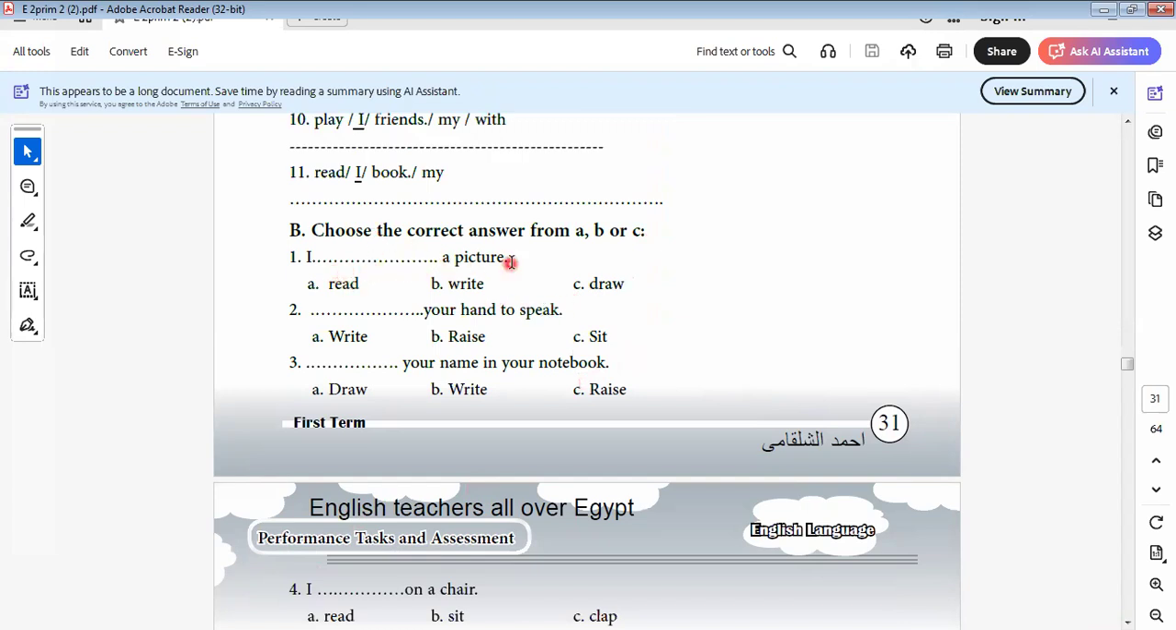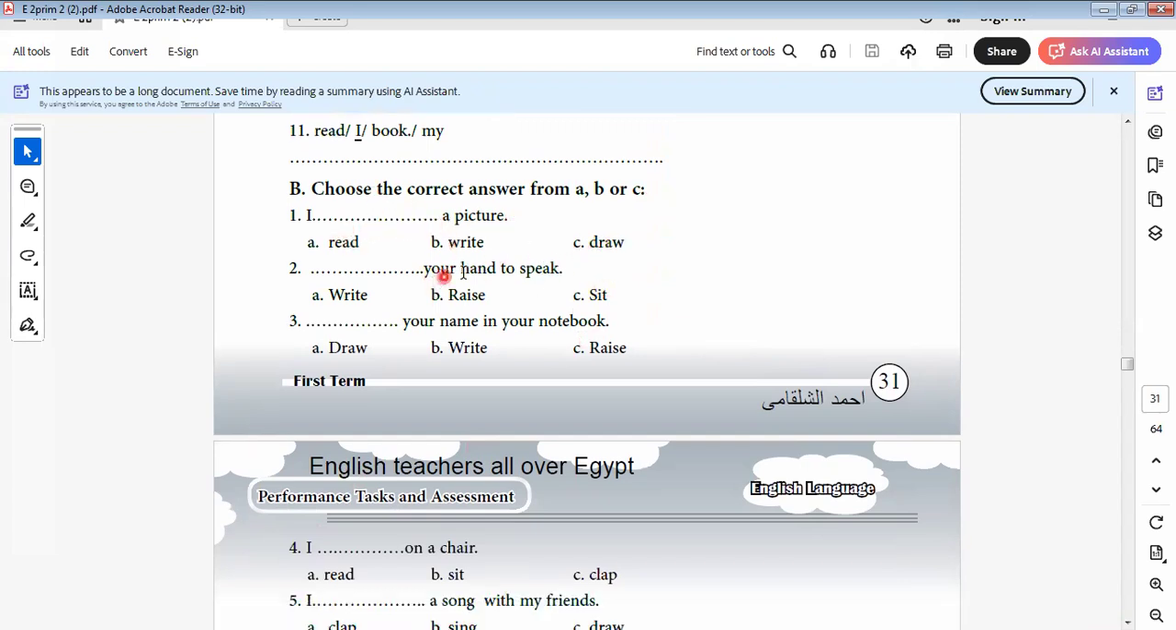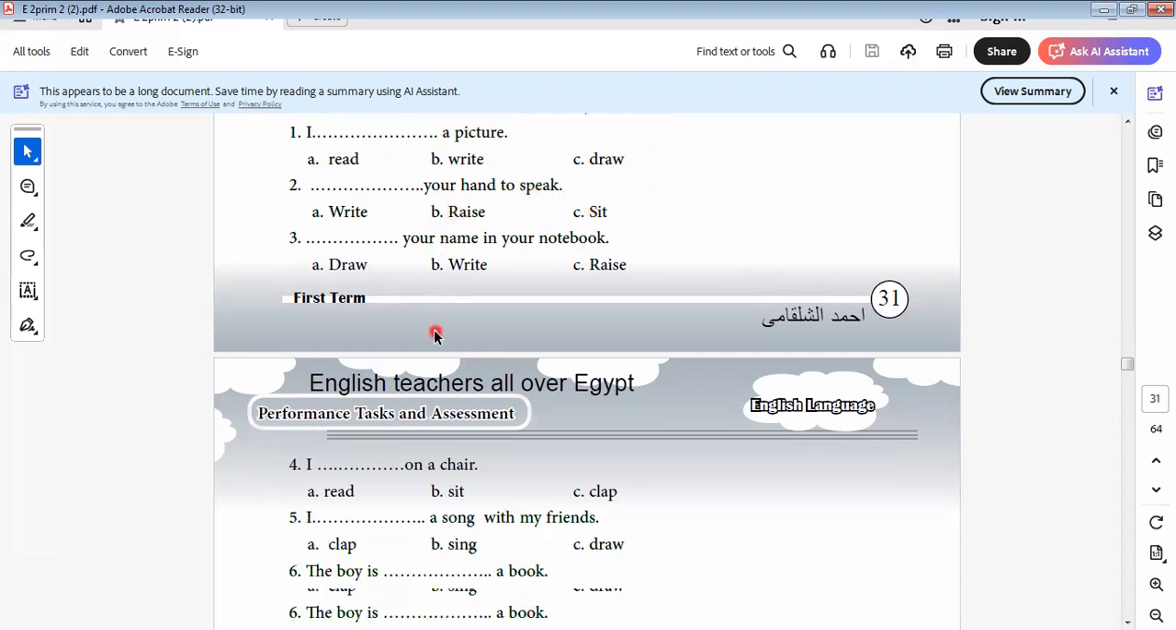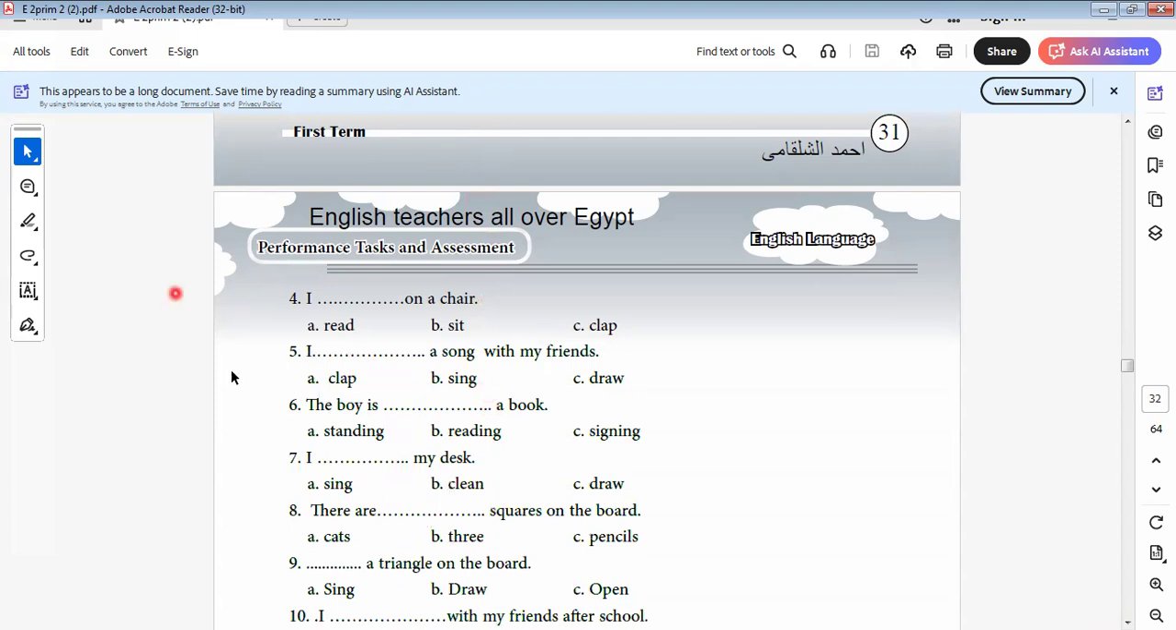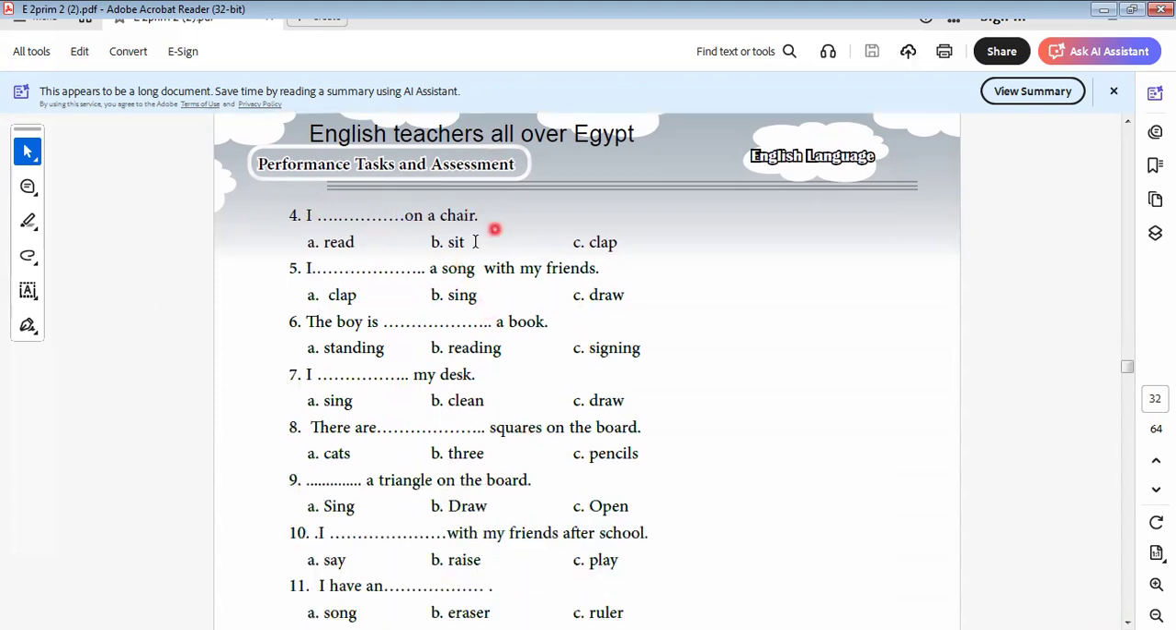So here it will be I draw a picture. Raise your hand to speak. It will be here raise your hand. Write your name in your notebook. Let's go to another one. Here we say I sit on a chair. So here are the expressions we learned during the lesson in unit 1 and unit 2.